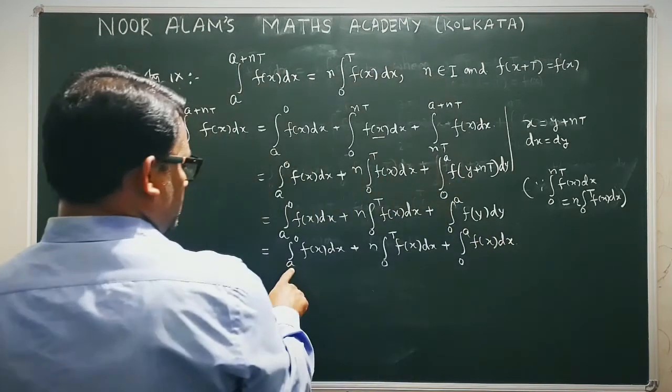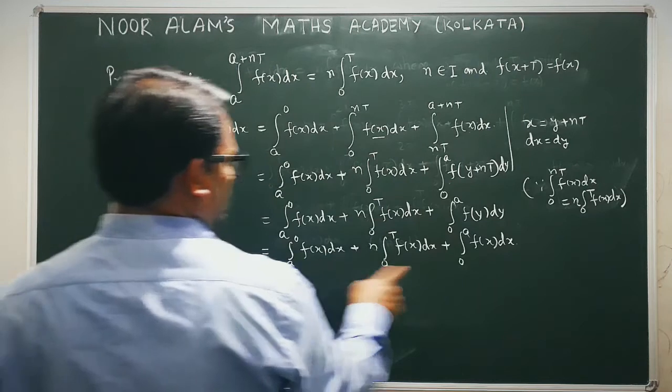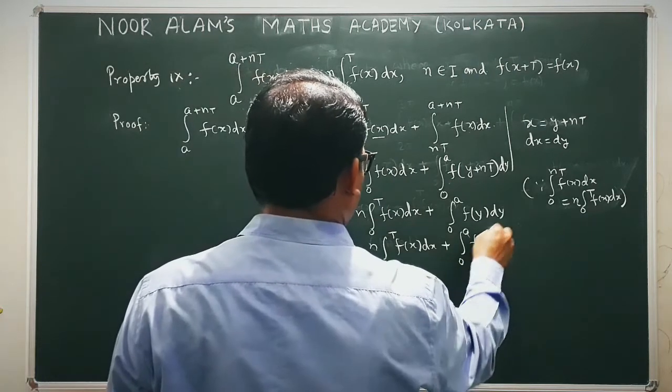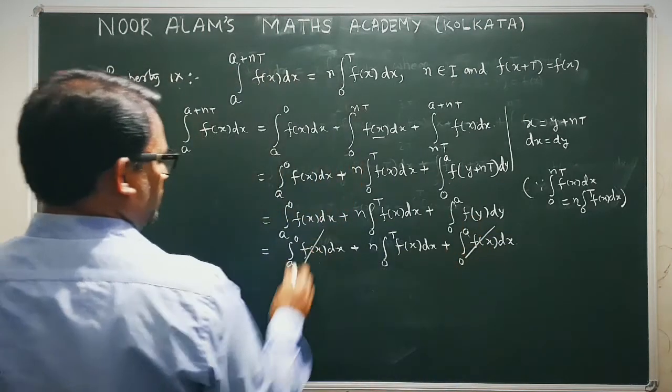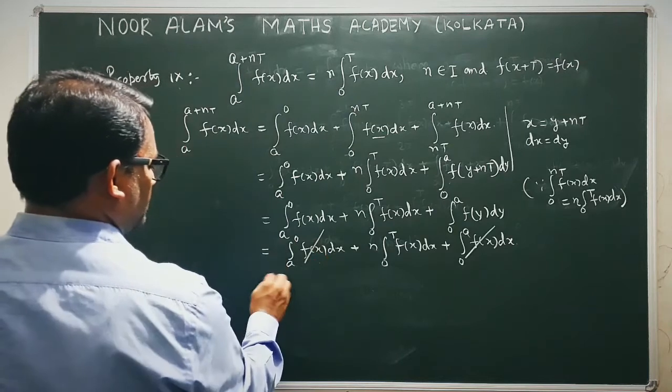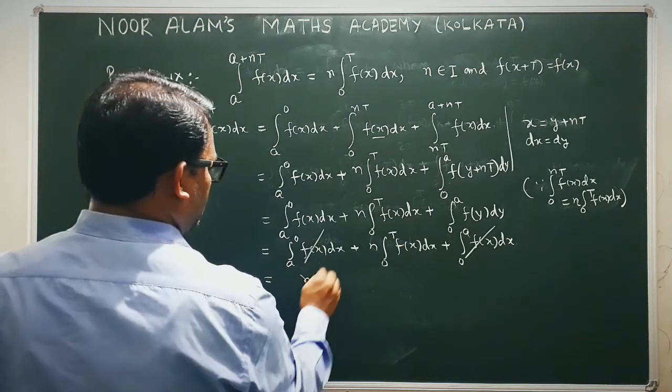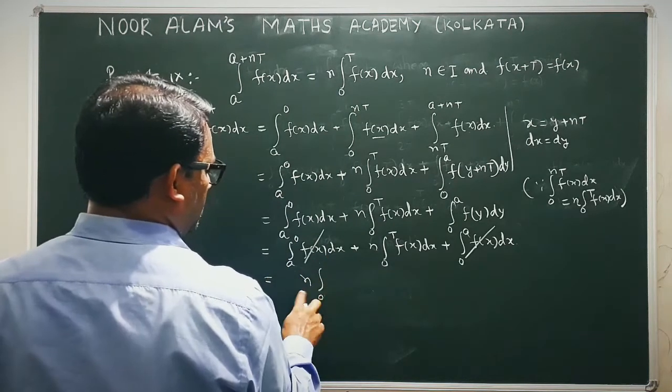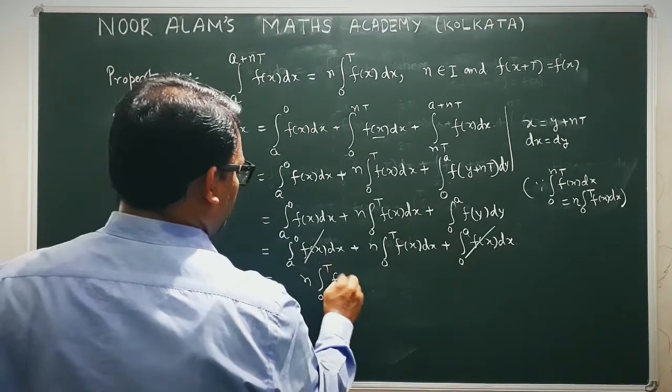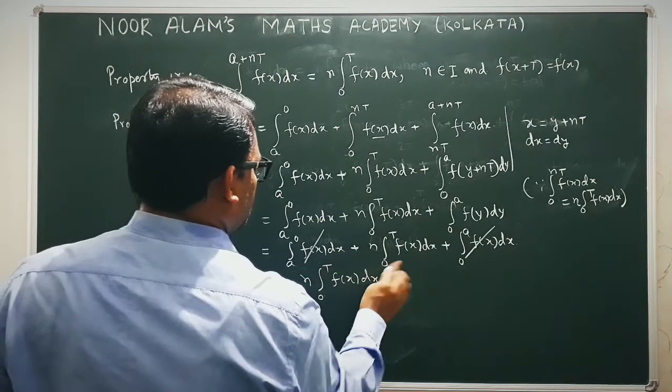Now here we see that limit a to 0 f(x) dx, here we see that 0 to a f(x) dx. Now these two cancel out. When we interchange the limit, we get one negative sign, so therefore these two integrals cancel out. Now we have n times 0 to T f(x) dx. This completes our proof.